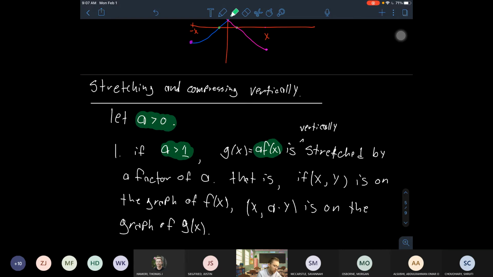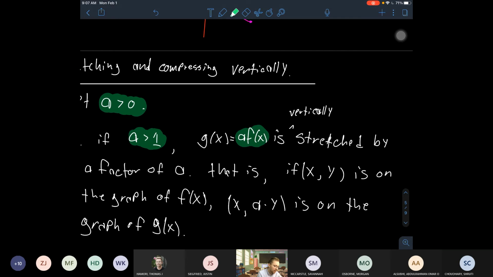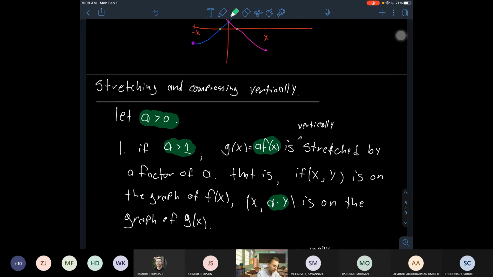So in other words, if (x, y) was a point on the graph of f of x, then (x, a times y) is going to be on the graph of g of x. So if some point on f of x is 5 units tall, we just multiply the height of any given point by this number a.